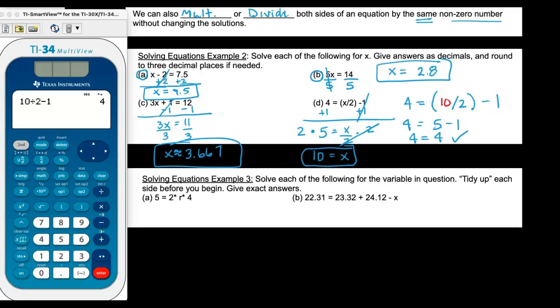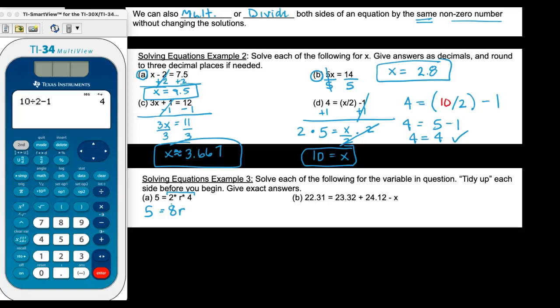And then let's look at example 3. So we're going to solve each of the following for the variable in question. We're going to tidy up each side before we begin. So these are in their own section here, because you'll notice if we look at the right hand side where that r is, we've got a 2 times r times 4. And so when it says tidy up, it basically means just simplify this a little bit. So the 2 times 4, we can multiply that first and write this as 8r.